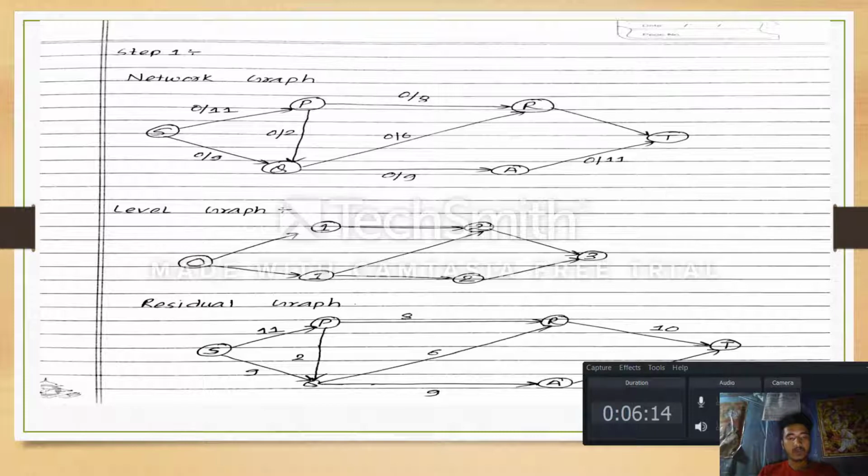A node very close to the source has level 0, and the level increases by L plus 1. So we have 0, 0 plus 1 is equal to 1, 1 plus 1 is equal to 2, 2 plus 1 is equal to 3. So basically it will go on increasing by 1.